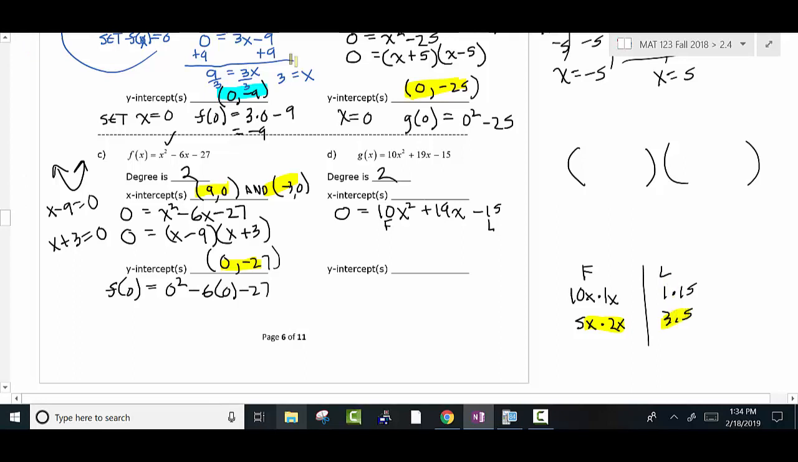Same thing with 3 and 5. So what I'm going to do is just put a 5x there, a 2x there, and then 3 and 5 and see if it's right or not. And then if it isn't, we'll adjust and try again. Okay, well, the key thing is the middle term has to come together to make 19.